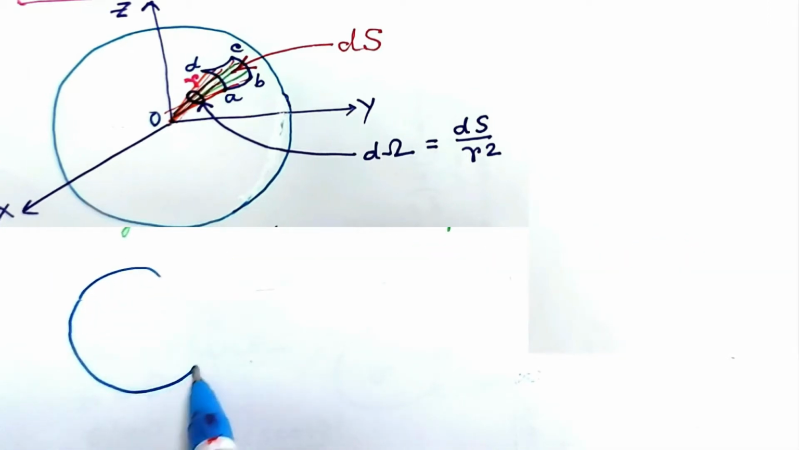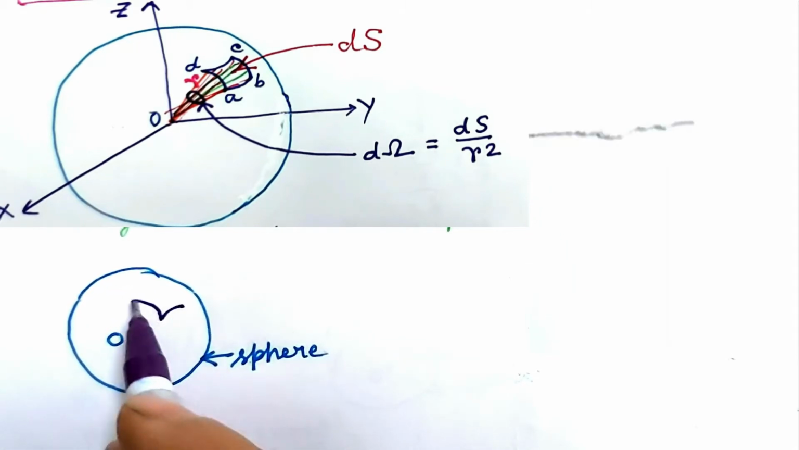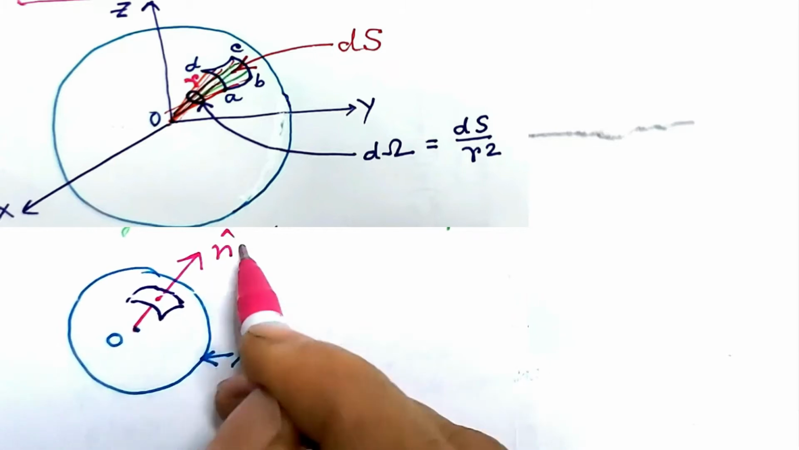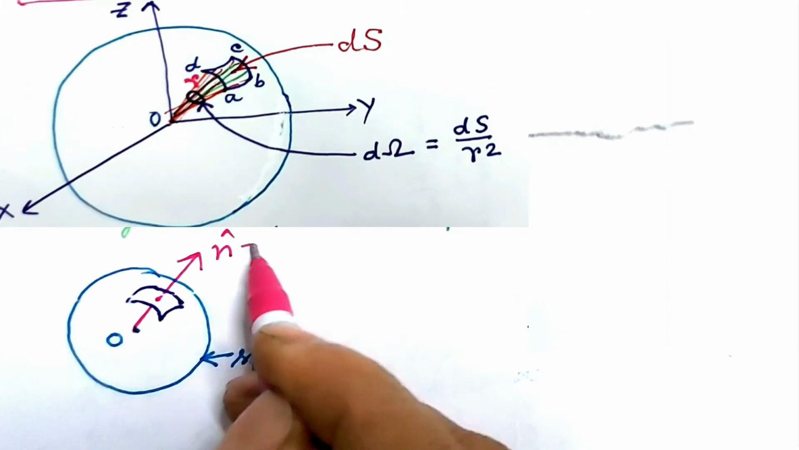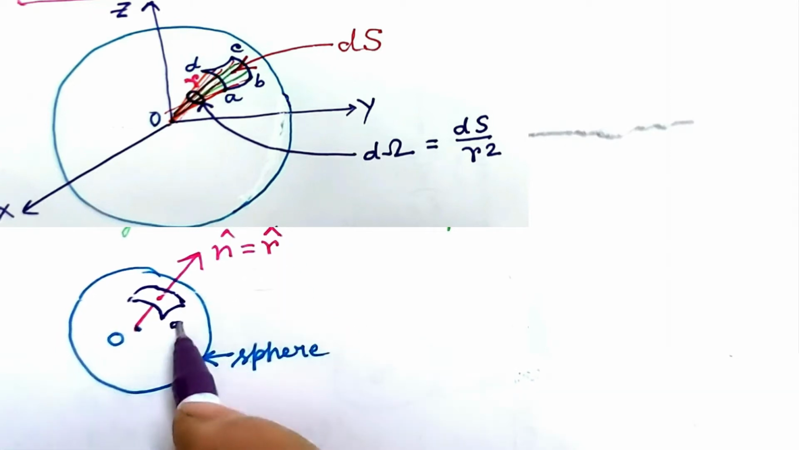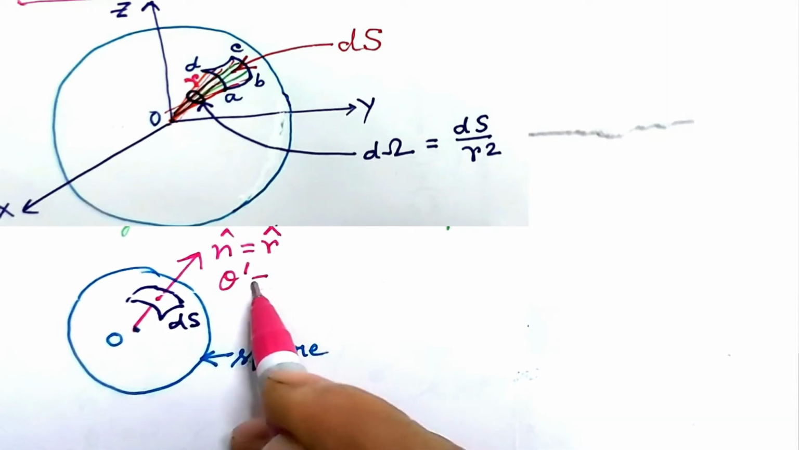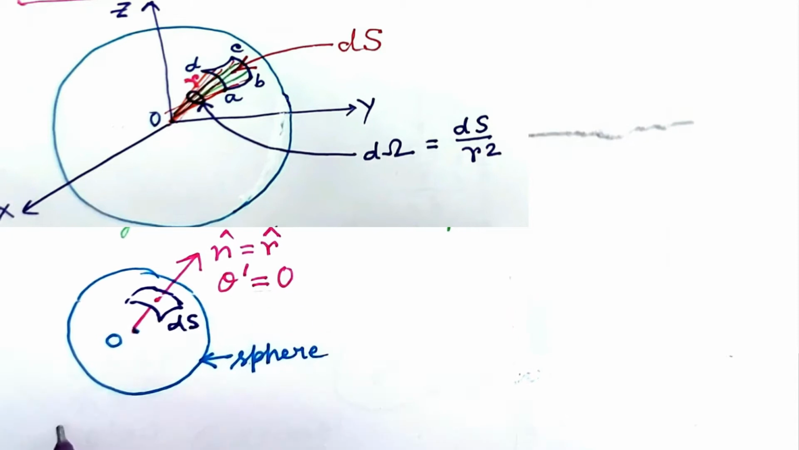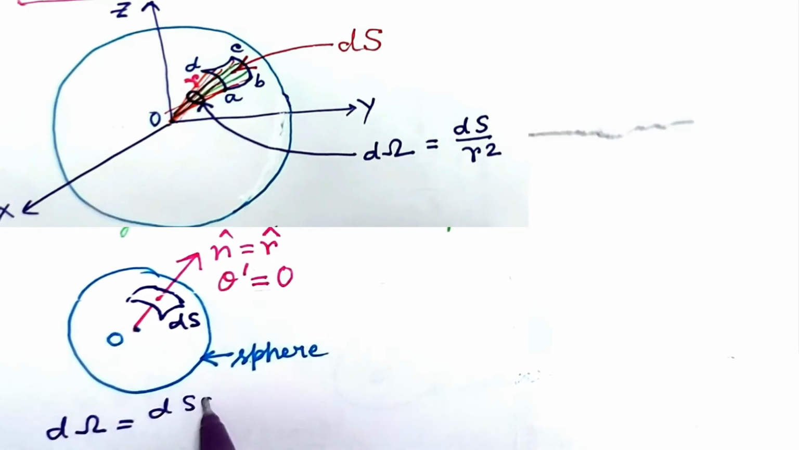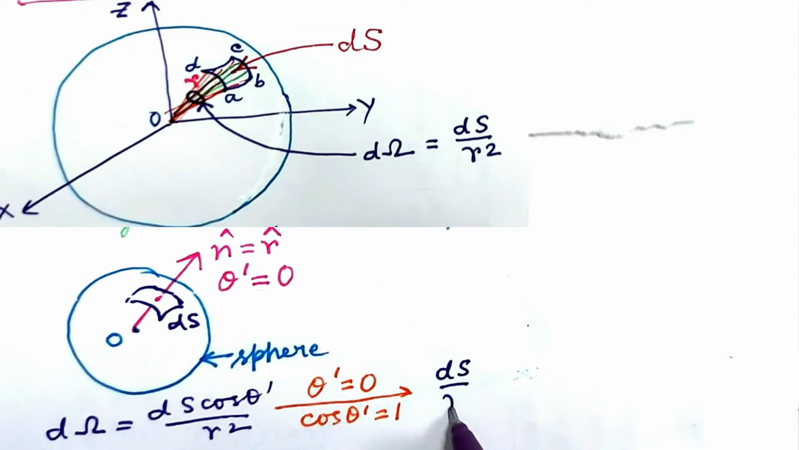Let us show it. This is the sphere. O is the center of sphere. This is dS. This is n hat. This is also the radial unit direction. So n hat equal to r hat. The included angle, call it theta prime, is thus 0. So d omega, whose general expression is dS cos theta prime by r square, for theta prime equal to 0, reduces to dS by r square.